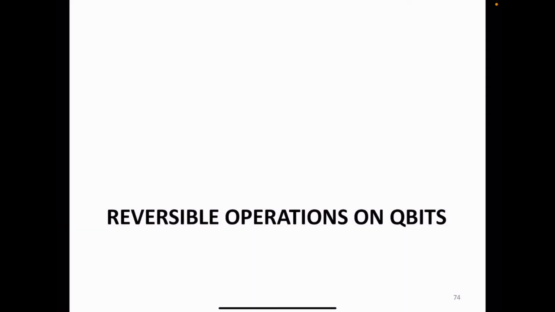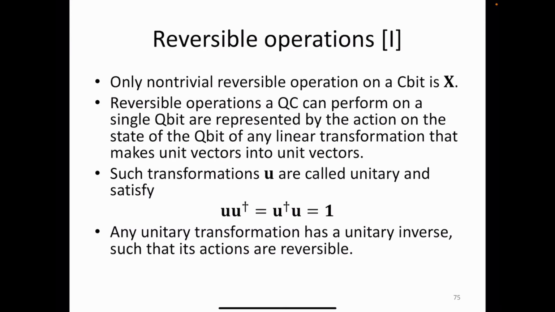Now let's look at reversible operations on qubits. The only non-trivial reversible operation on a classical bit is X. The reversible operations that a quantum computer can perform on a single qubit are represented by the action on the state of the qubit of any linear transformation that makes unit vectors into unit vectors. So remember, we want to preserve unitarity. Such transformations are called unitary because they preserve unitarity, and they satisfy this relation here.